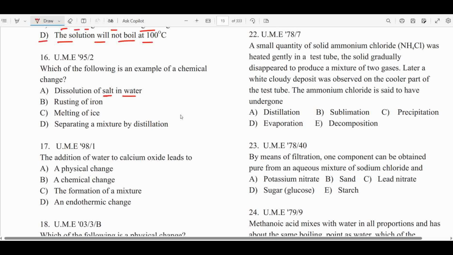So you have dissolution of salt in water, that's a physical change. Rusting of iron, this is a chemical change. Melting of ice, this is a physical change. Separating a mixture by distillation, this is a physical method. So the right answer here would be D. Everything appears simple so far. If you have a good note, then things will appear very simple. So far, everything appears to be very, very simple.